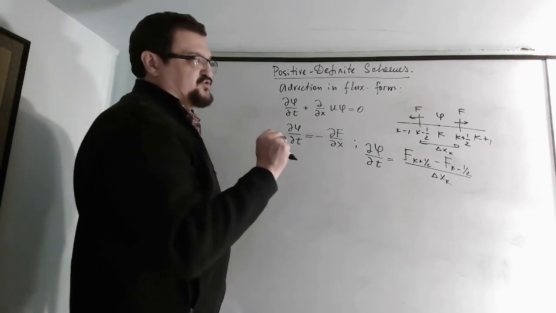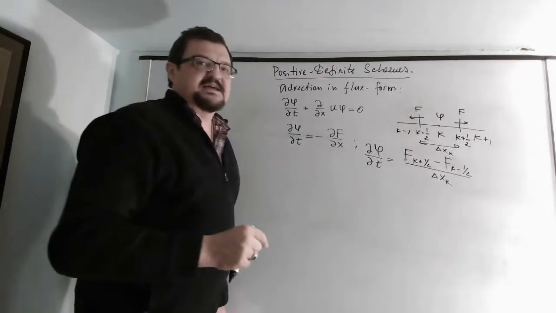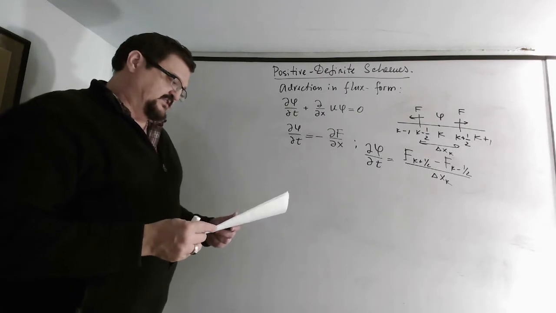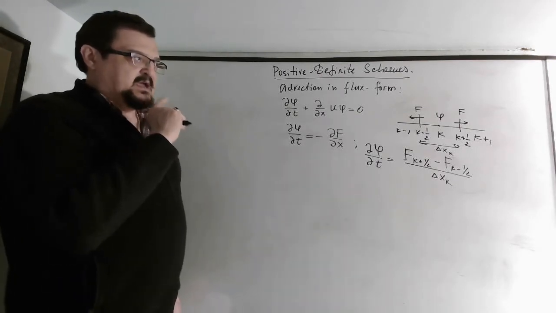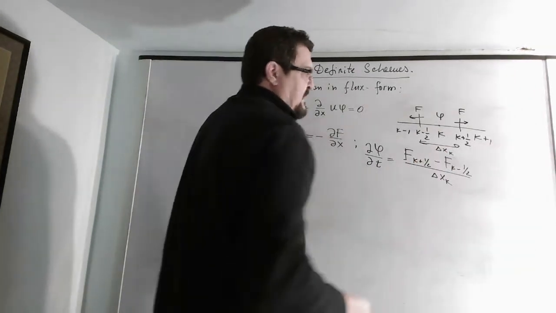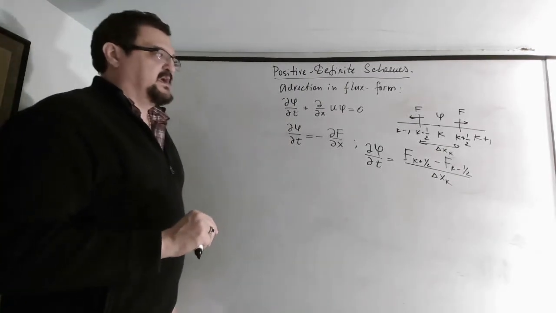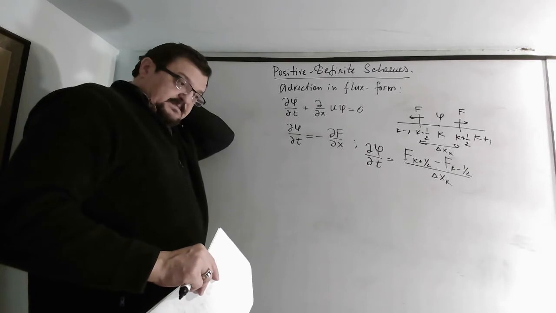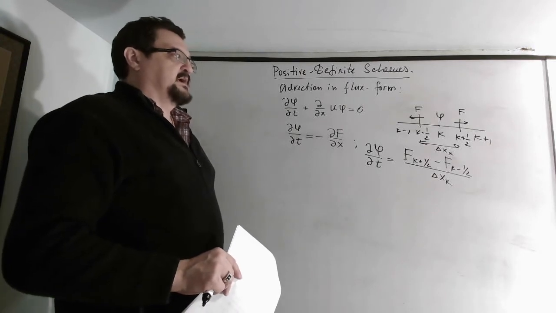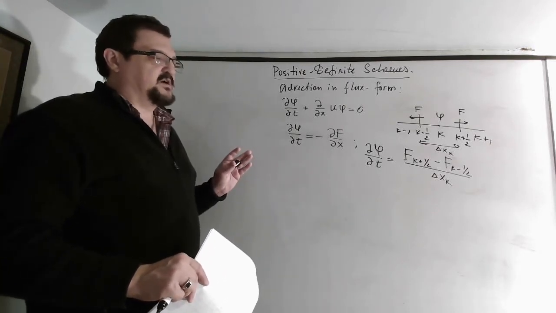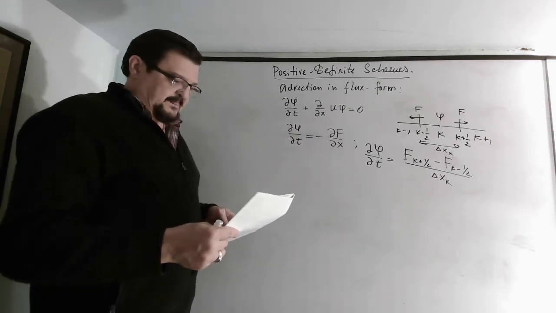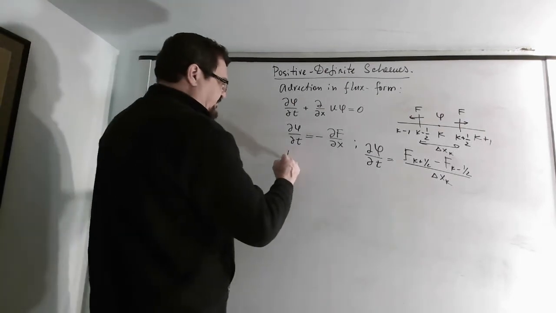But if it subtracts too much mass, more than this cell contains over one time step, it will generate a negative value. So we need to come up with some scheme which controls those fluxes such that phi is actually preserved. There are very many approaches to that problem, and today I will talk about one specific approach that's easy to understand. It's called the donor cell approach.